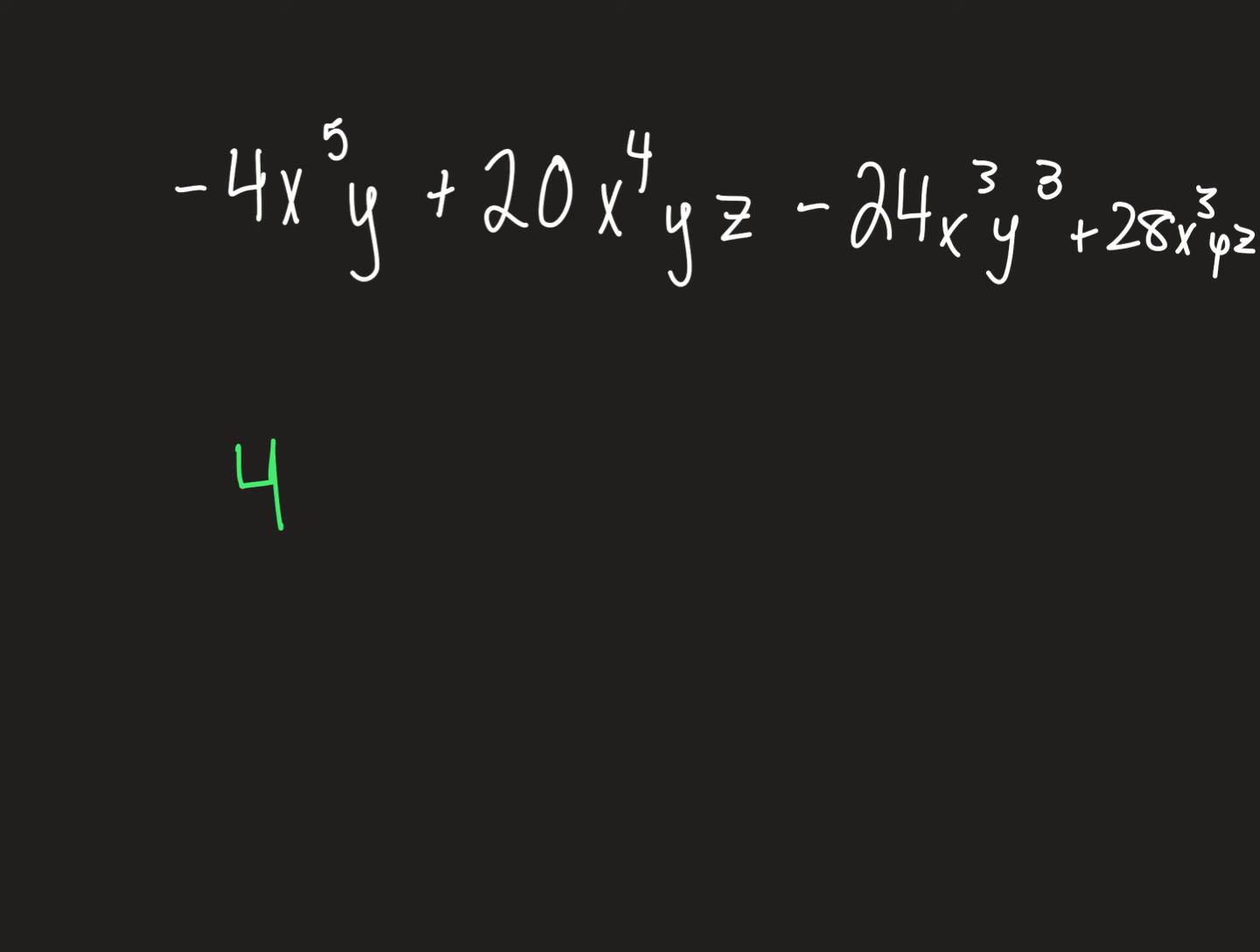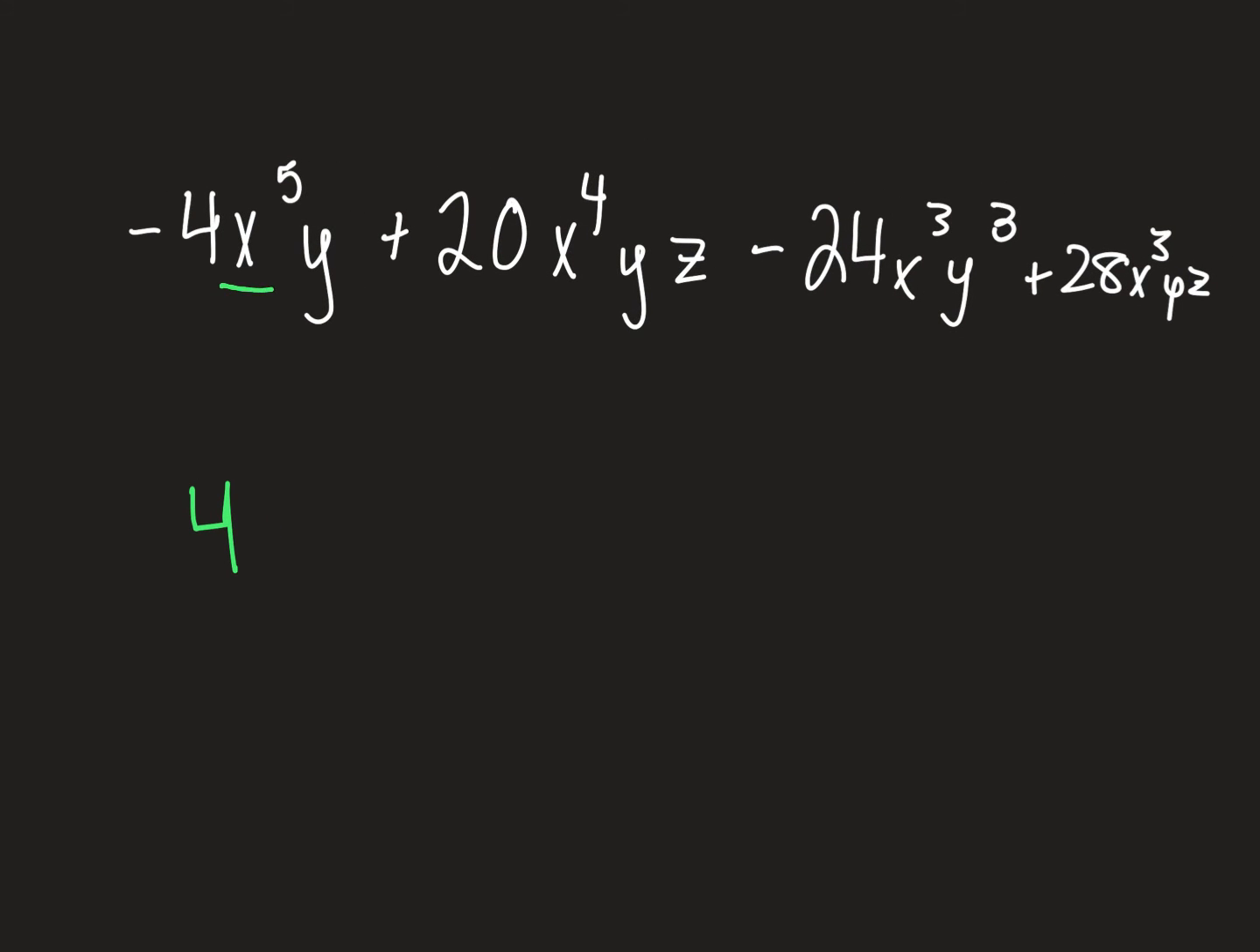So now let's look at our variables. So we have x to the 5th, x to the 4th, x to the 3rd, and x to the 3rd. So our smallest exponent is x to the 3rd, so that's going to be what we have in common that we can pull out. Then let's look at these y's. So we have a y to the 3rd, and y. So that means we can take out at least one y. And we only have z's here, so that means we cannot take those out.